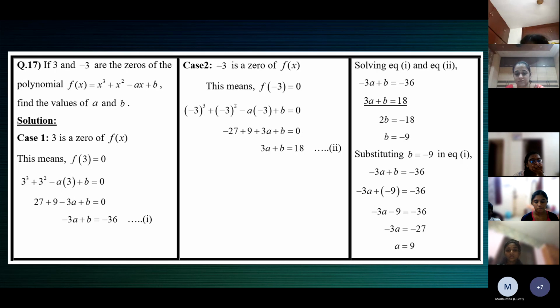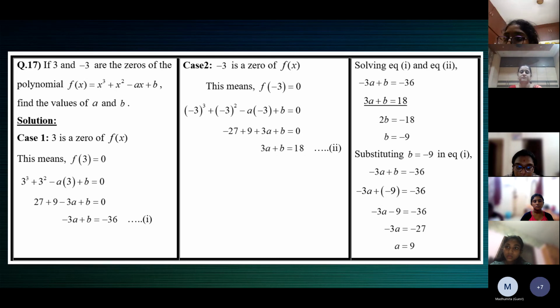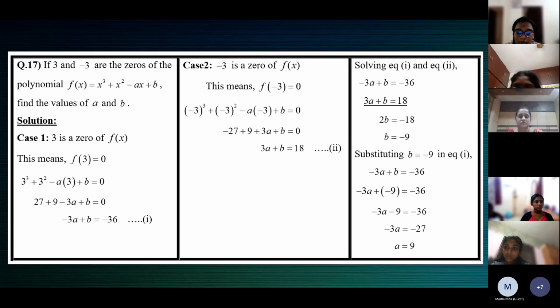Completed, ma'am. All right. Tanishka, any doubts? No doubts, ma'am. You're sure you understood it clearly? Yes, ma'am. Solving the two equations, is it clear? Yes, ma'am. Okay.